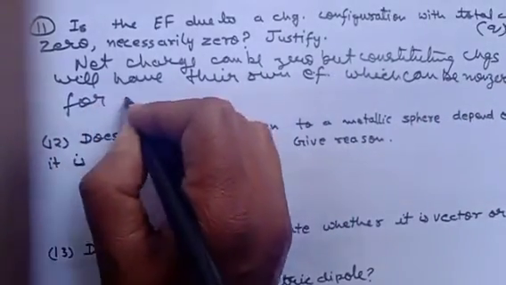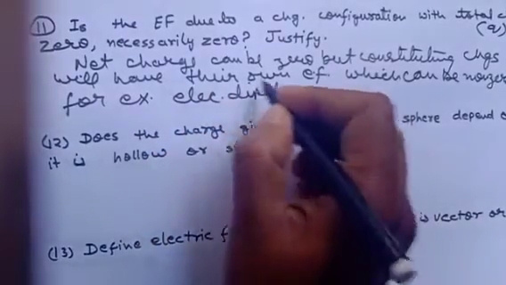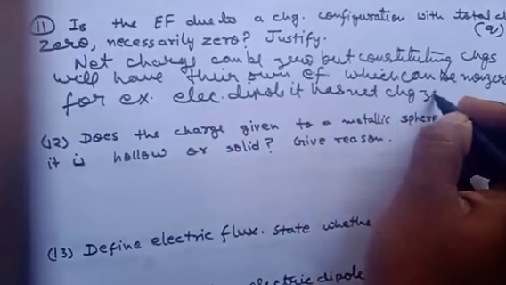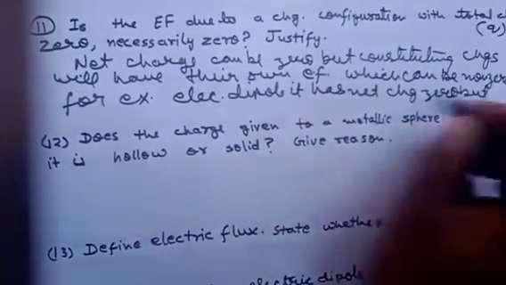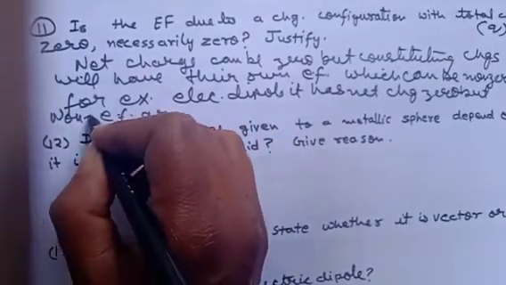For example, an electric dipole has net charge 0. But the electric field around it is non-zero.